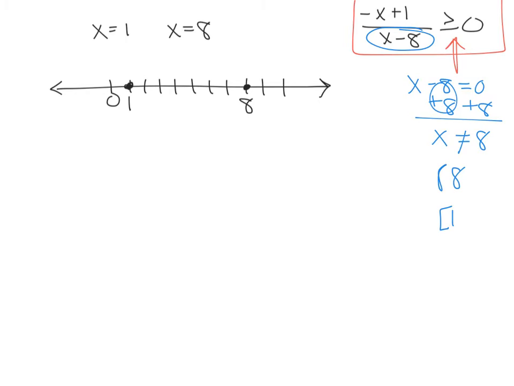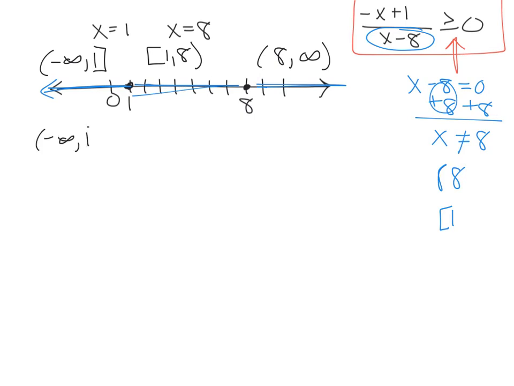So we'll go ahead and write our intervals. My first interval is negative infinity to 1. My second interval is 1 to 8. And the 1 is included, but the 8 is not. And then my third interval is 8 to positive infinity. Now we're going to take each of these intervals and select a test value to see if that interval is a part of our solution.